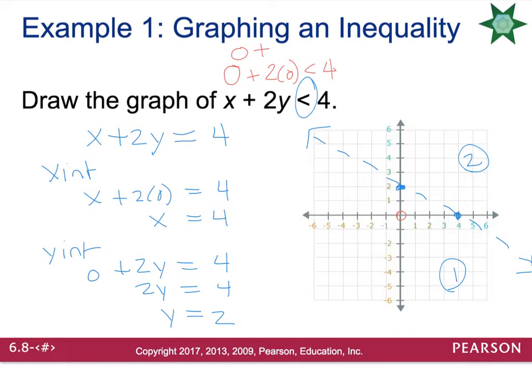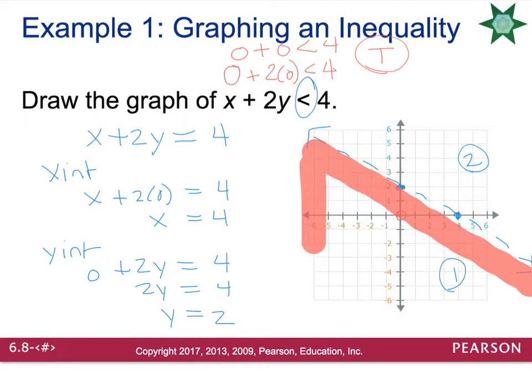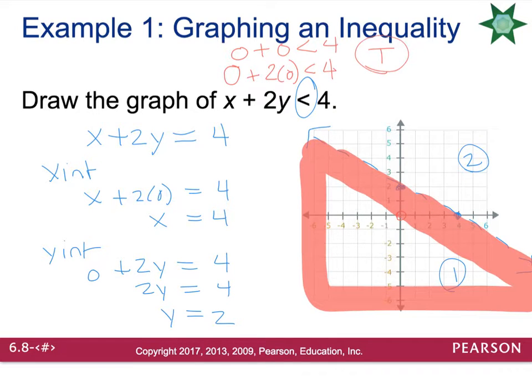Is 0 plus 0 smaller than 4? That is true. So if you got a true statement, then you will shade that side of the line where the test point was on. If it creates a false statement, then I would have shaded region 2.